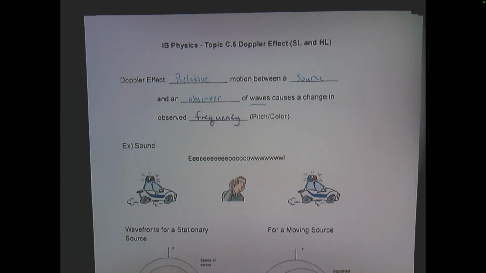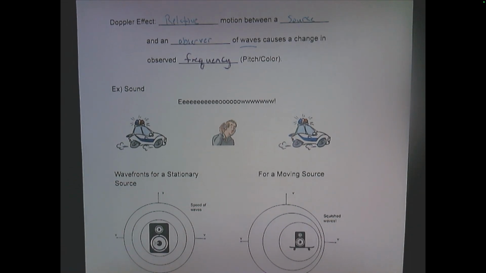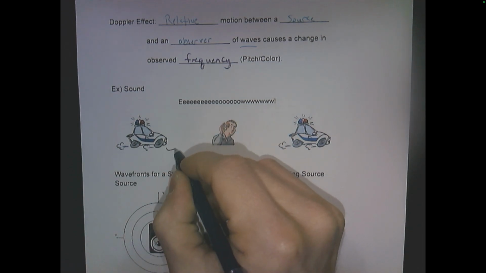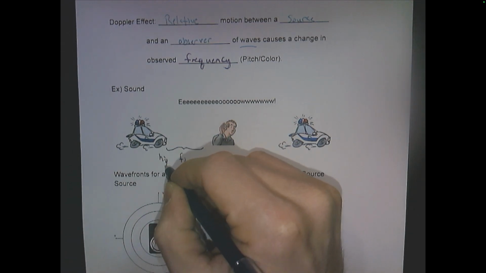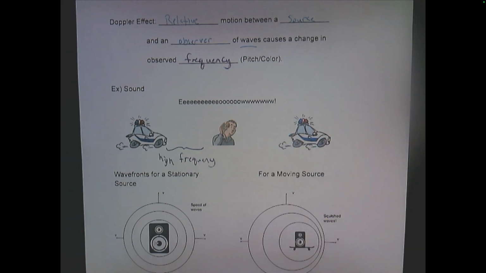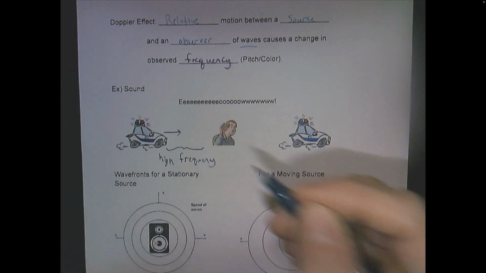So one of the most common examples of the Doppler effect is the sound you experience when something moves past you and it's making noise, whether it's a freight train or an airplane, or we have a police car going past this person, and it makes a relatively high-pitched sound as it moves towards the person. We'll say they hear a high frequency as it moves towards the person, and this thing's moving in this direction.